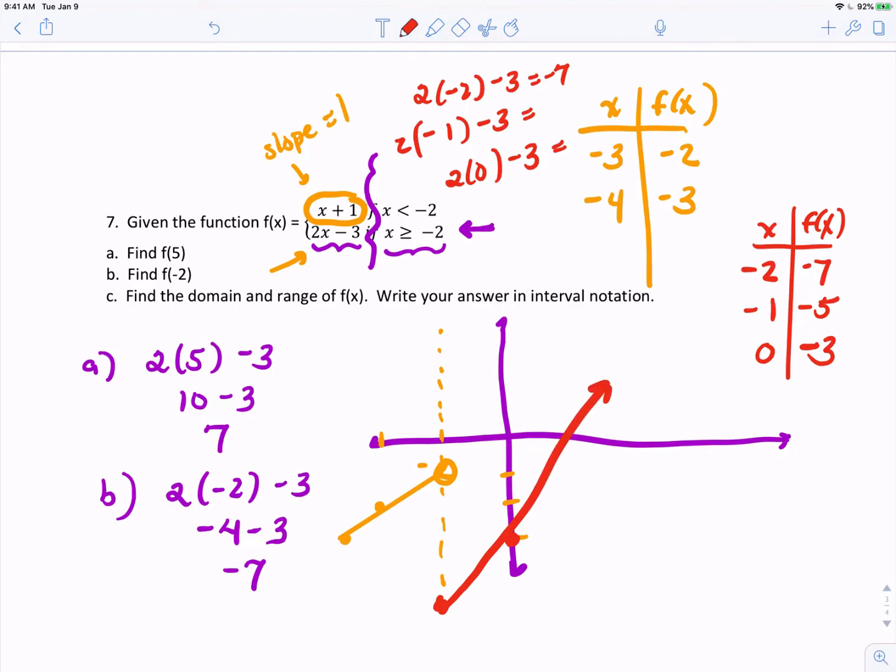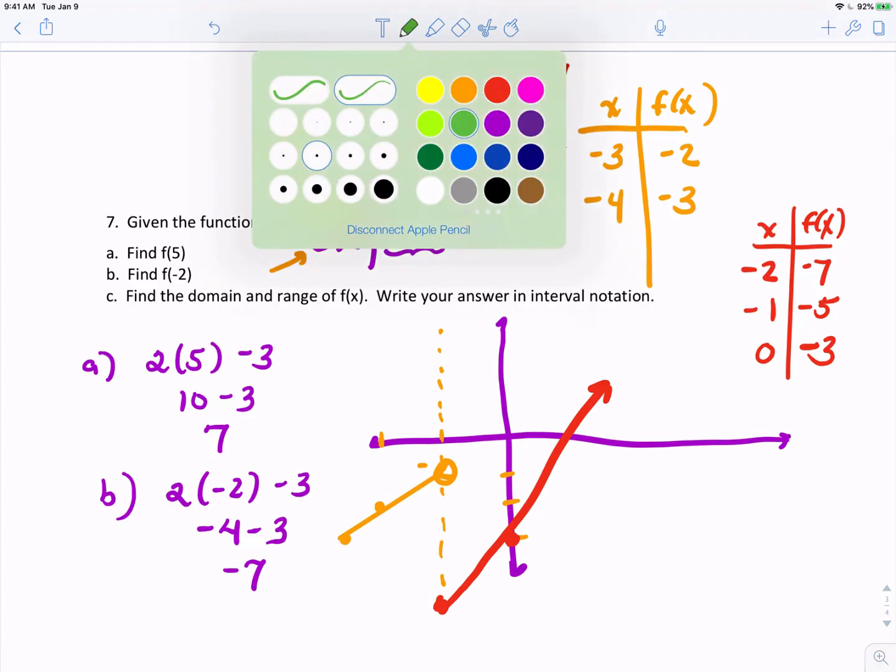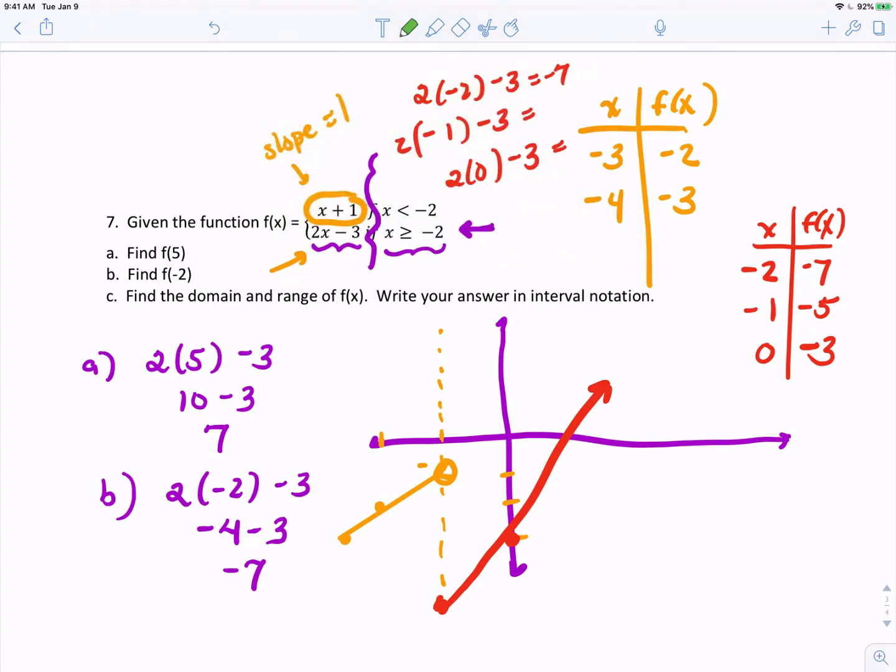So let's first of all talk about the domain. Now remember, the domain means on the x-axis. So notice that on the left side, we had an arrow that keeps on going. And on the right side, we have an arrow that keeps on going. And we had no gaps in the x-axis. And so this function is defined for every x value along the number line. So our domain is all real numbers.